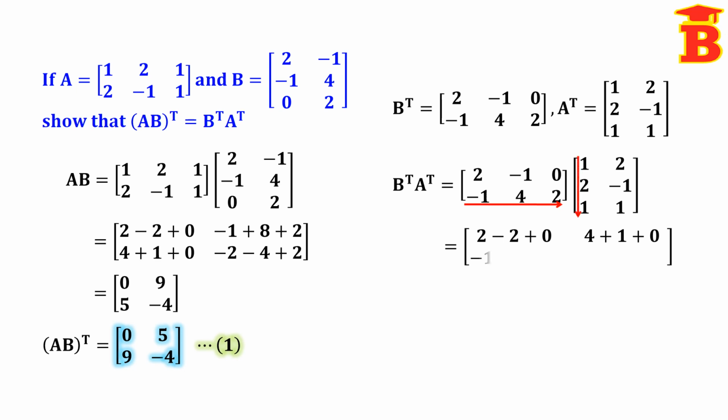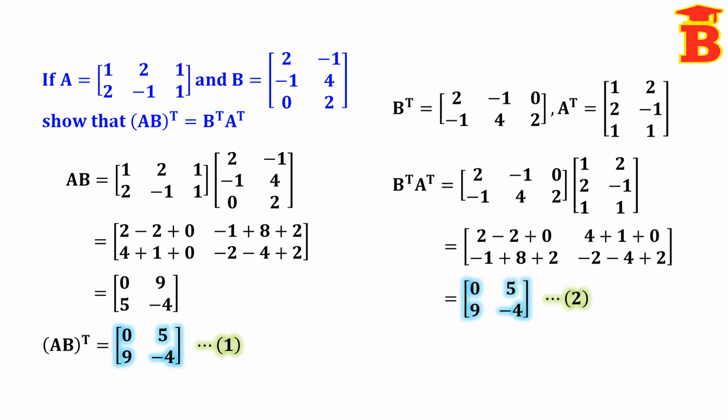Second row, first column: minus 1 into 1 is minus 1, plus 4 into 2 is 8, plus 2 into 1 is 2. Next, second row, second column: minus 1 into 2 is minus 2, 4 into minus 1 is minus 4, plus 2 into 1 is 2. So this is the second row.